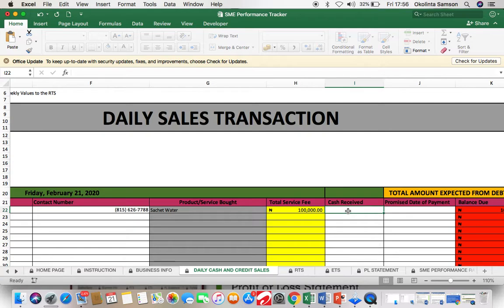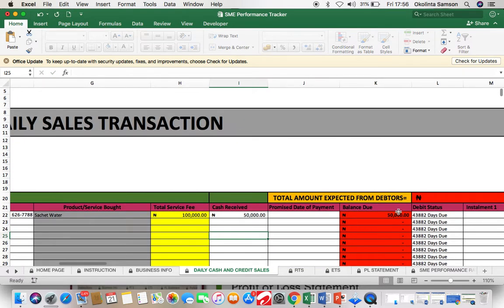So some people can actually buy something worth this, but then they don't pay everything. Let's say I paid just 50,000. So this shows that I actually paid 50K, which means I have a balance due of about 50,000 naira left. And then the next thing is to put the promise date of payment.